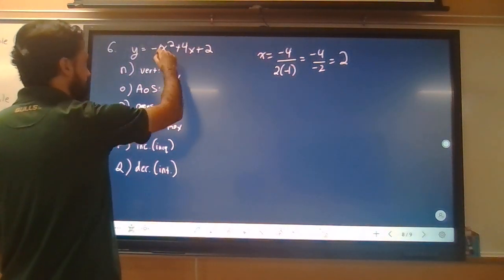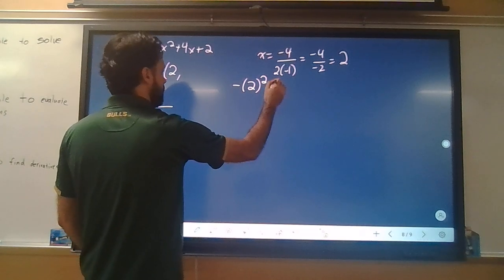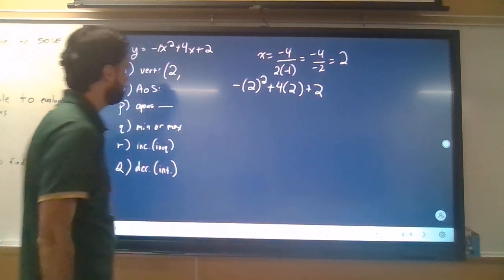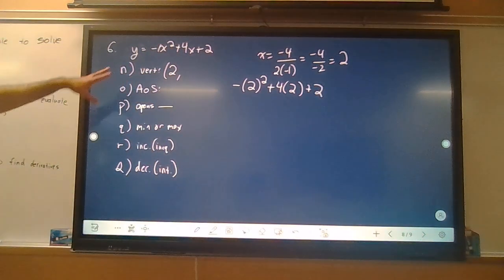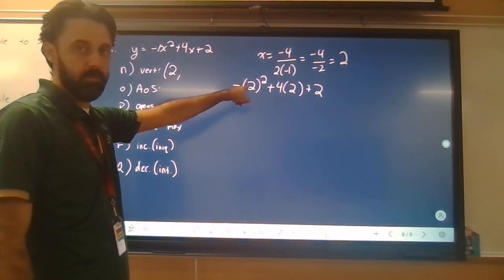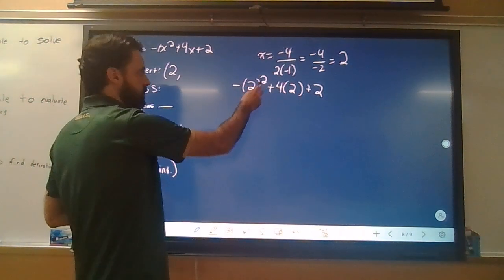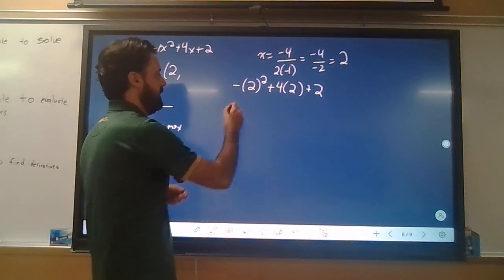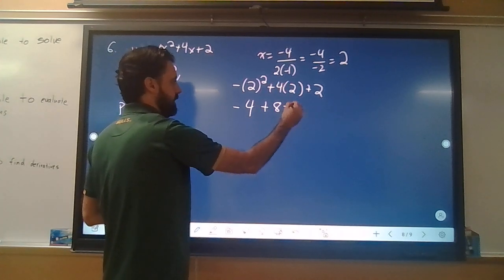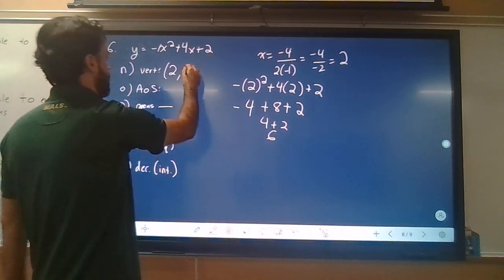We want to plug this in for our x's. So it's negative, parentheses 2 squared, plus 4 times 2, plus 2. All right, so we're plugging in 2's into the x's in parentheses. Again, do not make that 2 negative. That's multiplying. We want to square first, then multiply by the negative 1 on the outside. So 2 squared is 4, times negative 1 is negative 4. 4 times 2 is plus 8, plus 2. So negative 4 plus 8 is 4, plus 2 is 6. That's our y coordinate.